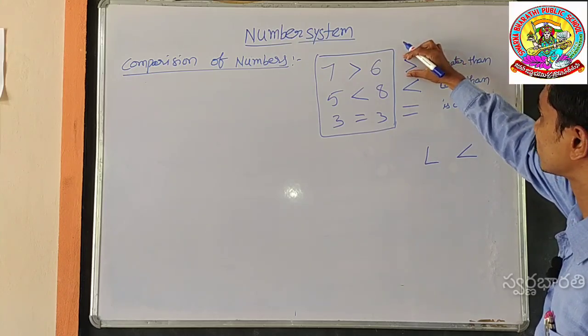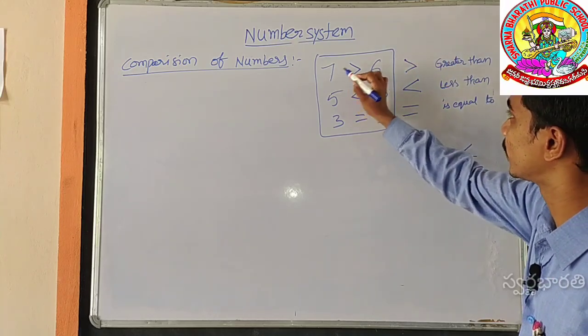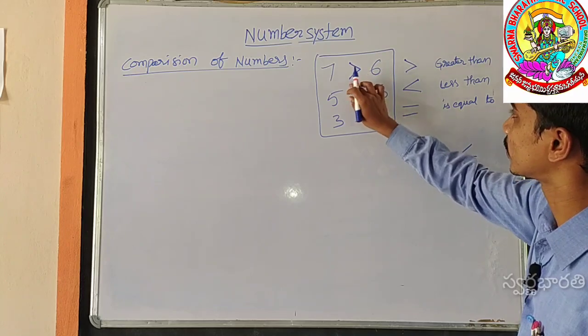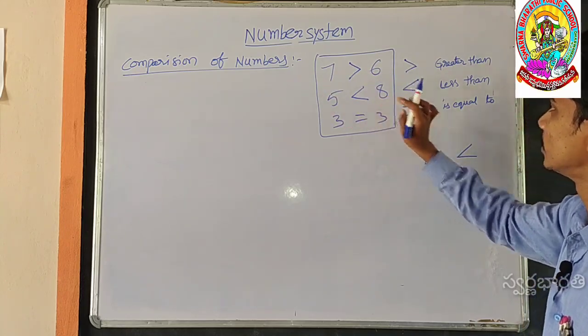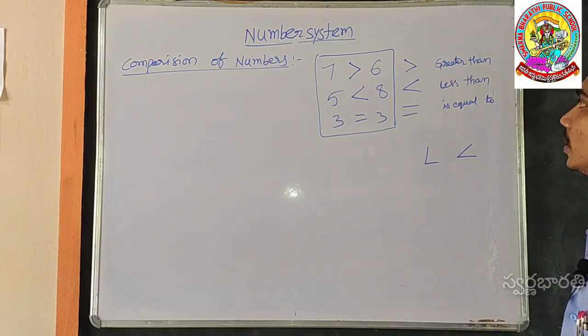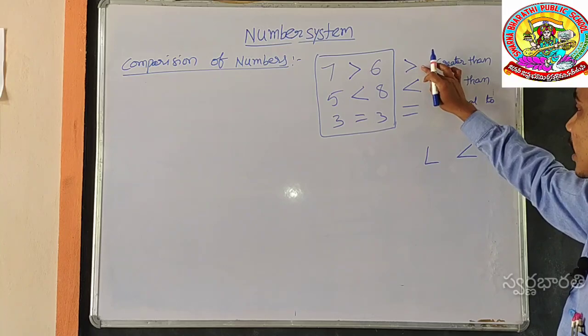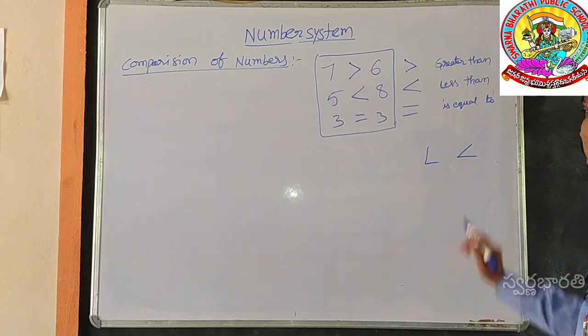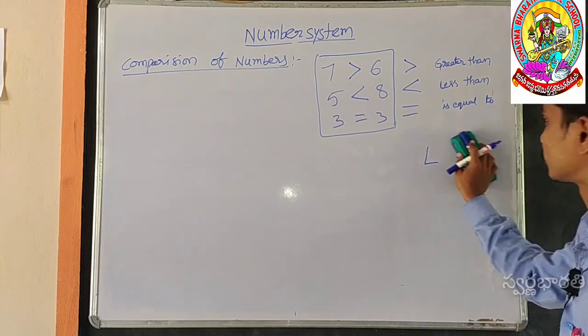The open ended part always shows the bigger number. Let's compare: 7 is the bigger number, so the open ended part is showing the bigger number. Here 8 is big, so the open ended part is showing the 8. In this way you can also remember how to place the symbols greater than and less than. The less than symbol is just like a bent L. Remember this one.